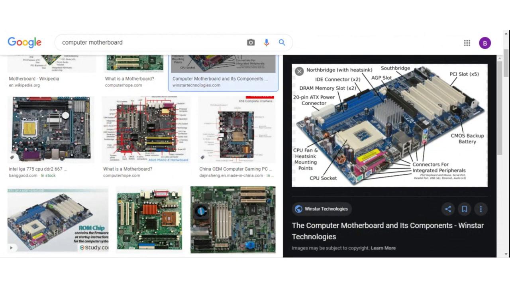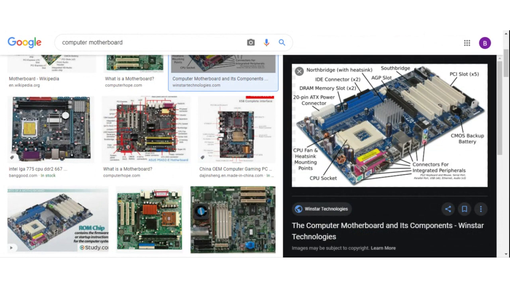Still, a motherboard is able to support a single type of CPU and a few types of memories. For example, you can have Intel and AMD, and NVIDIA, same thing. These are some of the features of the motherboard.